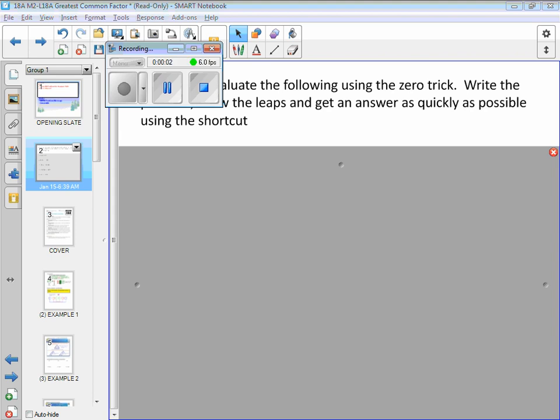All right, before I show you the problems, this is a quick recap. When you multiply, what direction do you move the decimal? To the right. What about when you divide? To the left. How do you know how many times to leap? How many zeros? Right, so you're going to count the zeros and then leap accordingly.